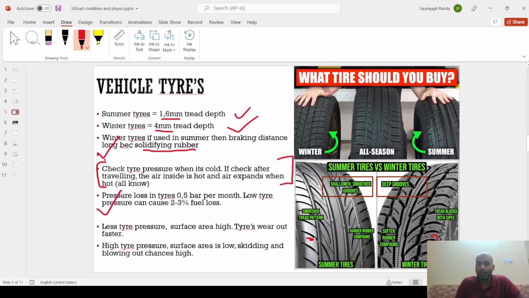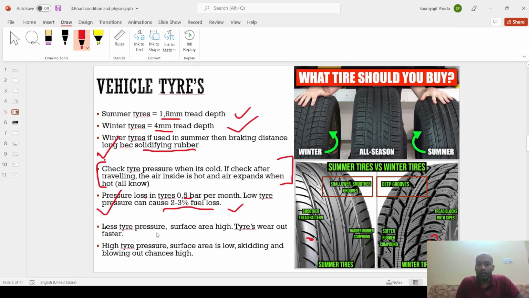This is also an insight: suppose I fill the tire with air, when could be the next best moment to fill it? For that, we have to know the frequency of loss of tire pressure. Based on research, the pressure loss in tires is 0.5 bar per month, and low tire pressure causes 2 to 3% fuel loss. This is very important to know and can be a question in the exam.